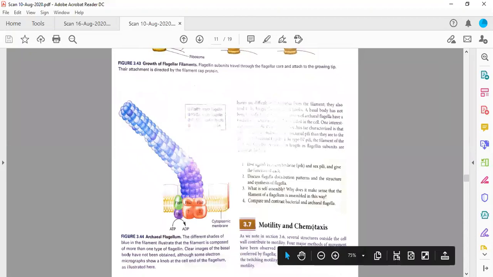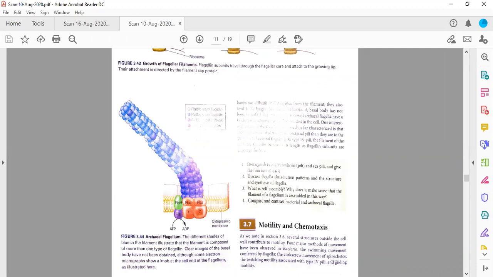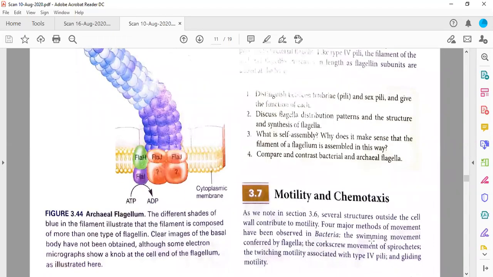There is one important topic that is called chemotaxis. Chemotaxis is the term when bacterial cells start moving in the gradient of some chemical stimulus or nutrient. So four methods of movement have been observed in bacteria. They are swimming movement, if you are not able to see, please see here. Swimming movement with the help of flagella, corkscrew movement as seen in the spirochetes, twitching motility, it is associated with pilus.